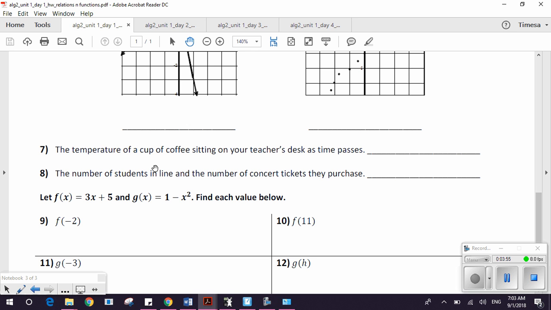Number 7, the temperature of a cup of coffee sitting on your teacher's desk as time passes. Temperature is a measurement. Time is also a measurement, and those are the two variables we have in this situation. When you measure, there is room for betweenness. So you can have 1.5 of a second, 1/3 of a second. So this describes a continuous relationship.